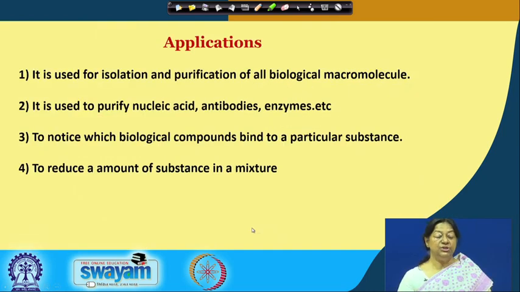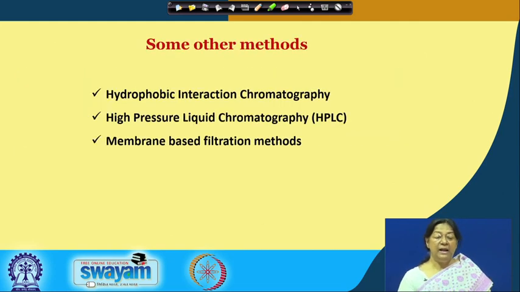So, these are the applications of chromatographic techniques for the isolation and purification of biological macromolecules, and the particular ligand attraction is used in affinity chromatography and exploited for specific isolation. There are other methods that are used: hydrophobic interaction chromatography, high pressure liquid chromatography, and also membrane based filtration methods.